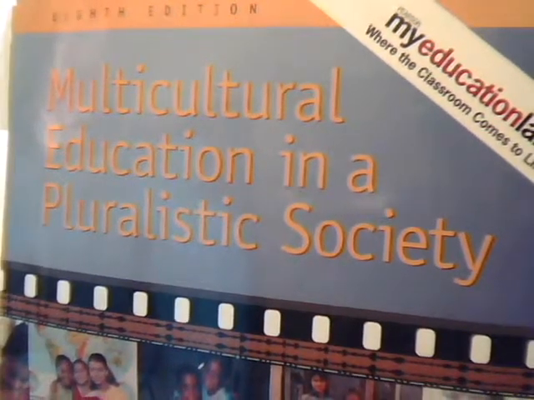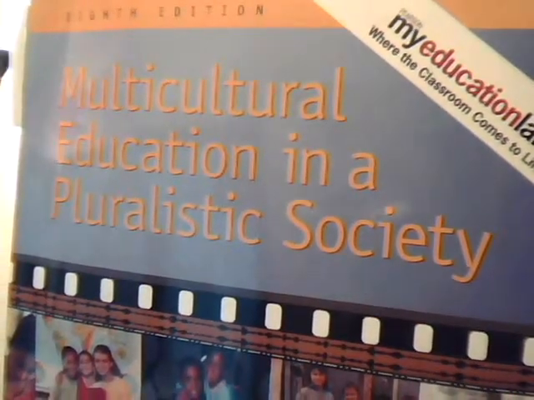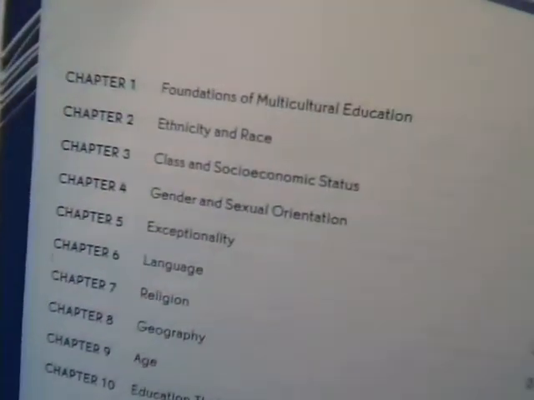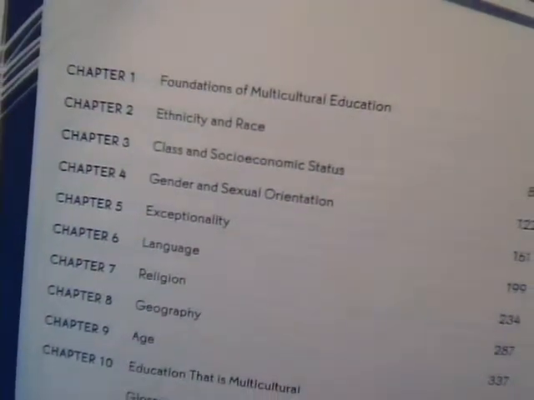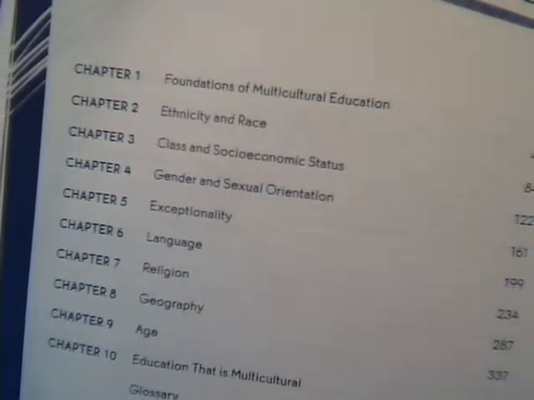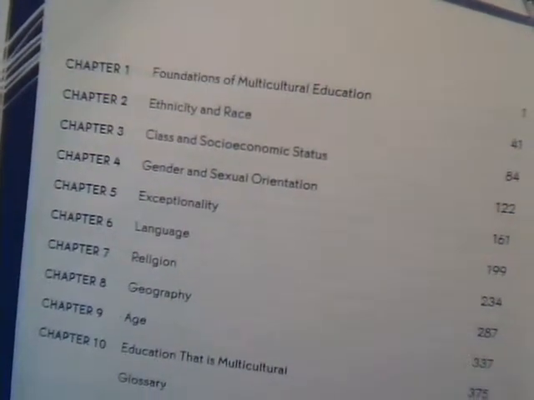All right, this is chapter 1 of Multicultural Education in a Pluralistic Society. And after reading this, I hope that you recognize that no matter what you teach or where you teach, you're going to have culturally diverse students, because ethnicity and race is not the only way in which your students will be diverse. If you look at the brief contents, you will see that ethnicity and race, which is chapter 2, is only one way. We have class, socioeconomic status, gender, sexual orientation, etc., etc.